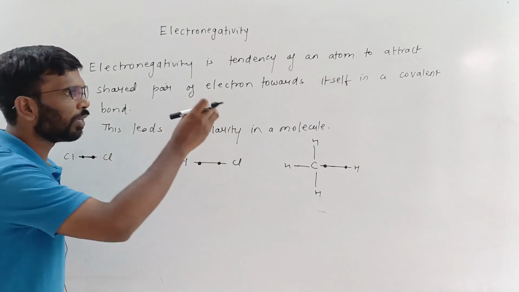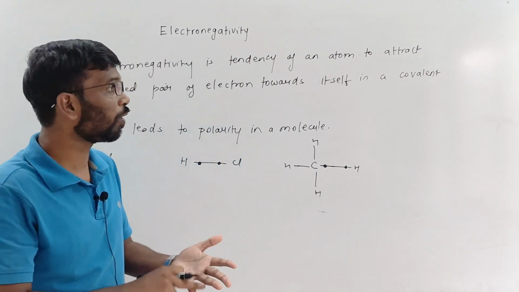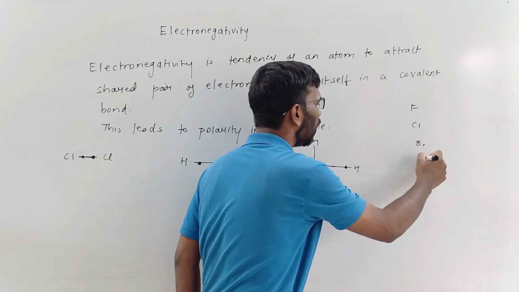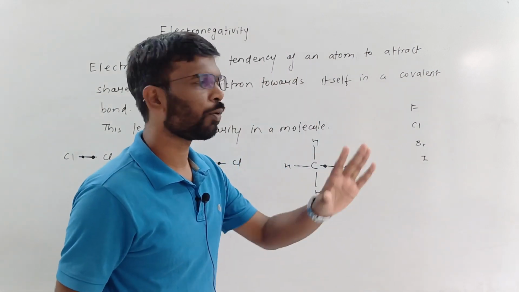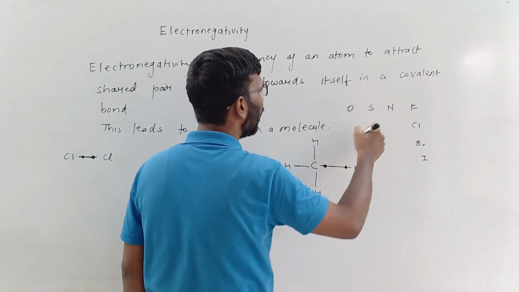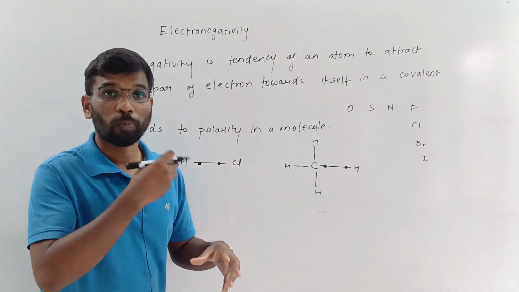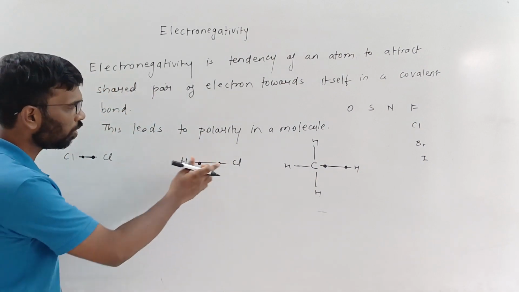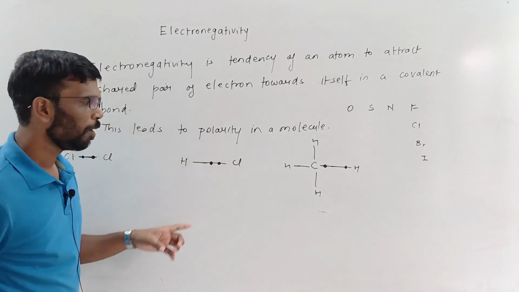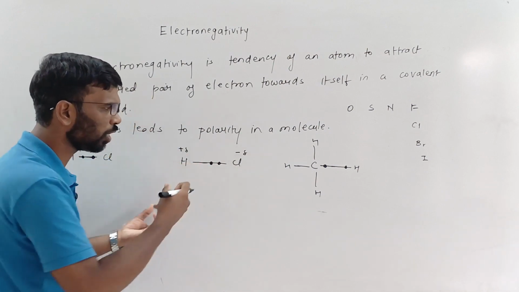See, it is the nature of these elements to attract a shared pair of electrons towards itself. Which are the electronegative elements? Fluorine, chlorine, bromine, iodine. These are the most electronegative elements of the periodic table. There is also oxygen, sulfur, nitrogen. These are also electronegative elements. They tend to pull the electrons towards themselves. So what is chlorine going to do? Chlorine is going to pull the electron of the hydrogen towards itself, right? So this will have a partial negative charge and this will have a partial positive charge, because it is a partial pull.